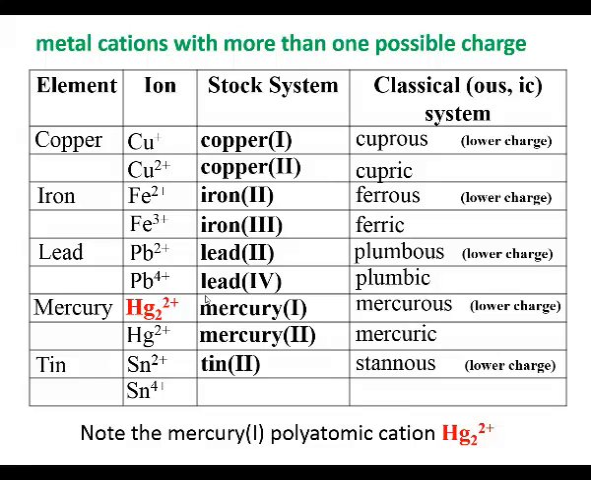Now, tin 4, with the higher of the two charge states, I can show Roman numerals with the stock system. With the classical system, we use the ic ending, so it goes to stannic. So a stannic ionic compound would have a cation of tin with a +4 charge. So you might have to practice these. I recommend if you're finding these challenging, learn all the cations for metals that have only one valency state first, then begin working on these systems.